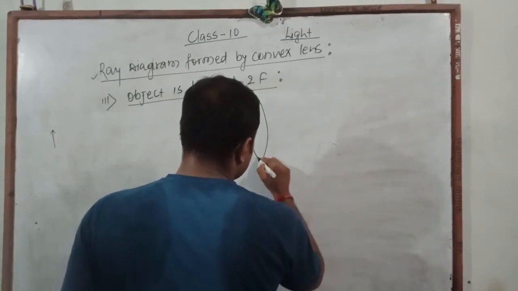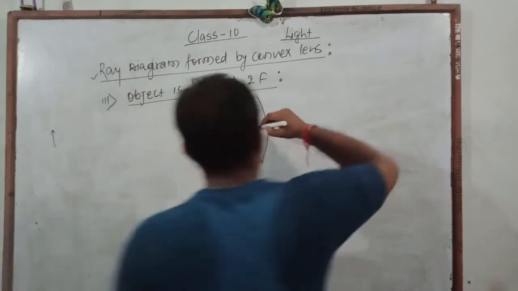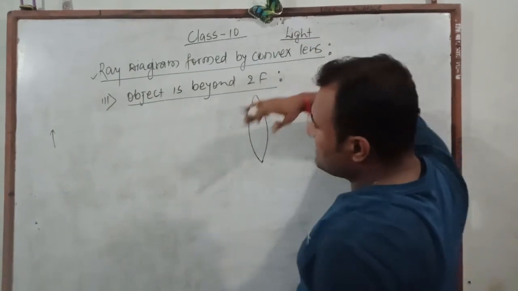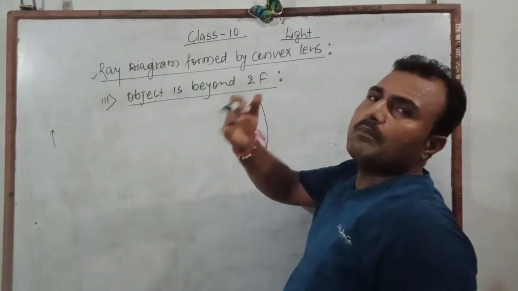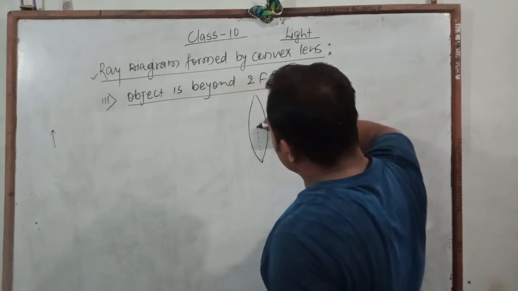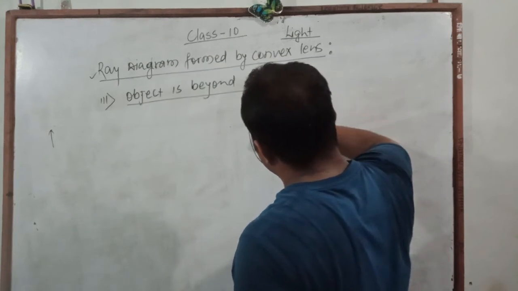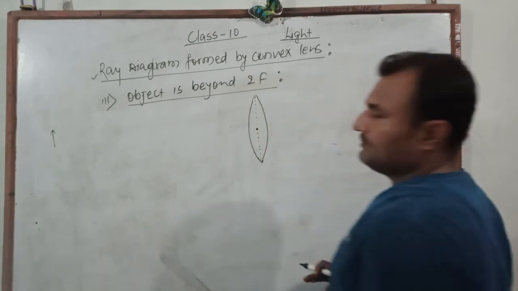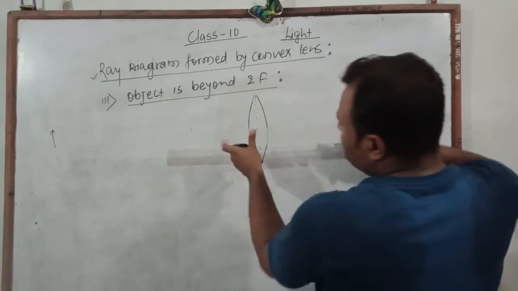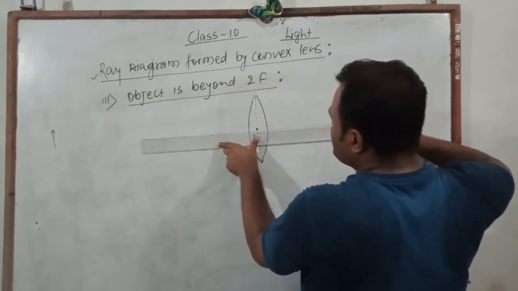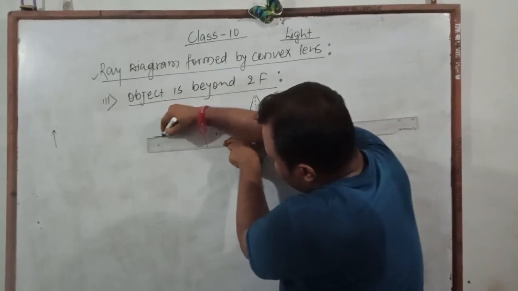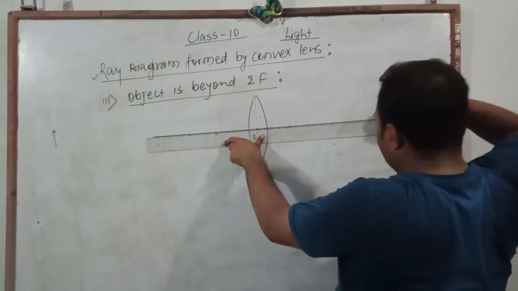a convex lens with the help of a compass. That lens should be erect, straight. If it gets inclined, then the image will be formed at the wrong position. And then we draw the axis of that lens. At the central part we draw the optical center and we mark it by O. And then with the help of a scale we draw the principal axis. Here it is called the principal axis.